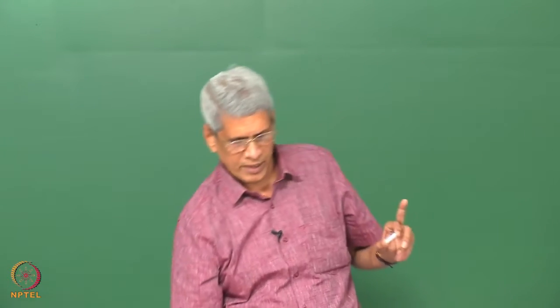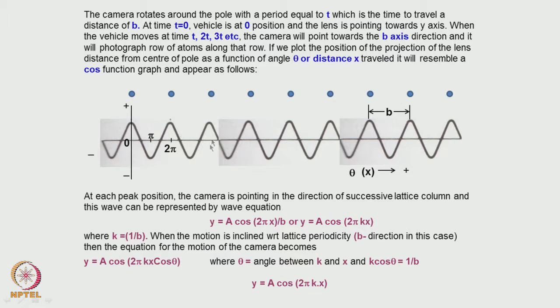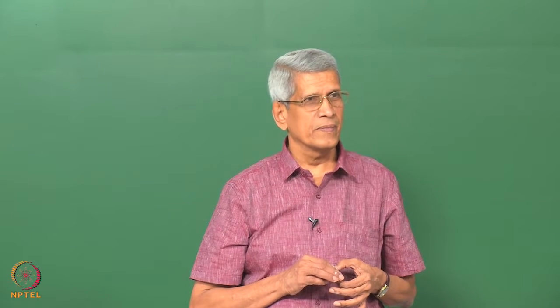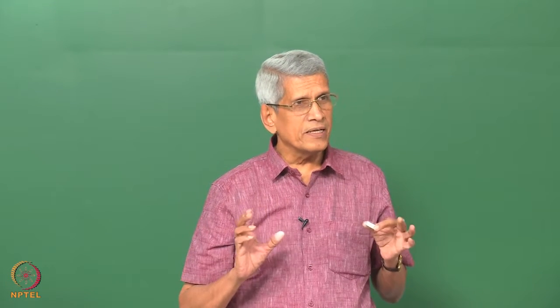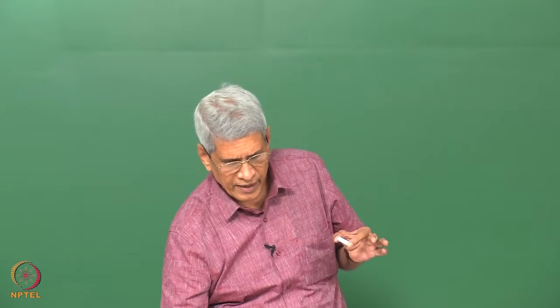If I try to plot it, this is a sort of periodic function that we will be getting. So every time the camera reaches this particular position, the crest of it, it is going to click. This way I can get all the rows, missing out none of the atoms in this direction. I can photograph it, correct? Am I right? This is exactly what has been done.